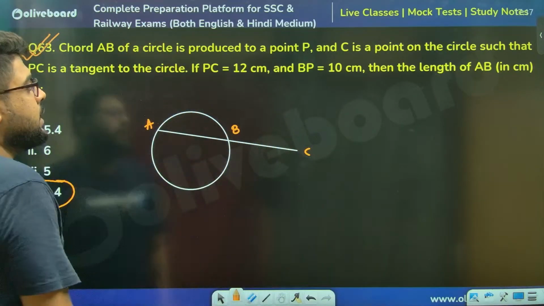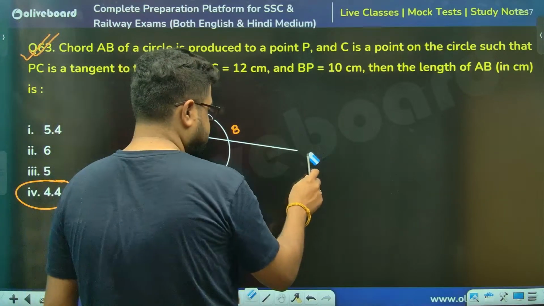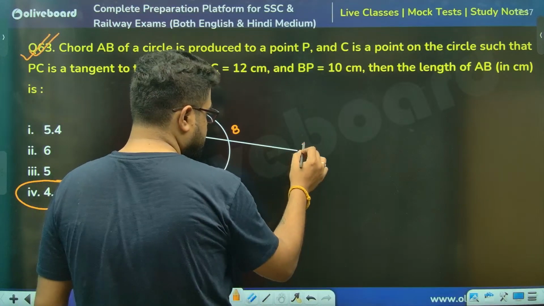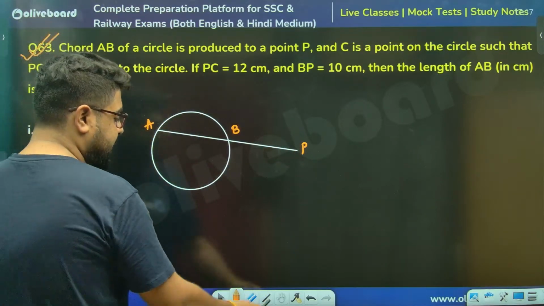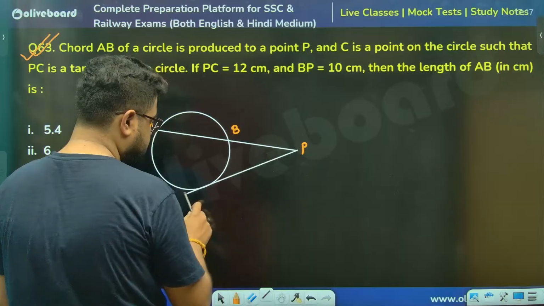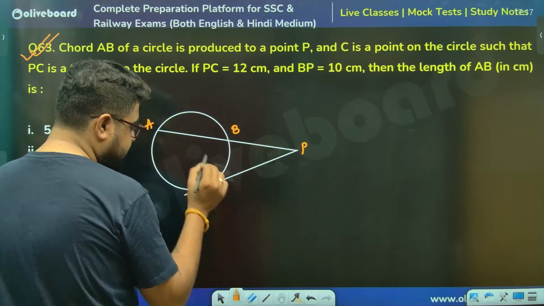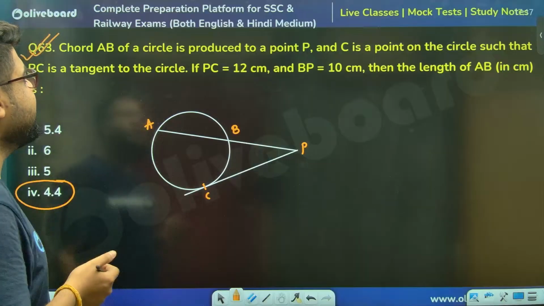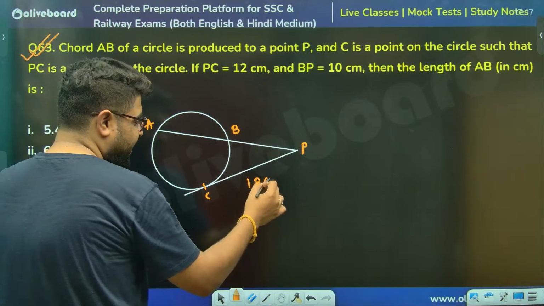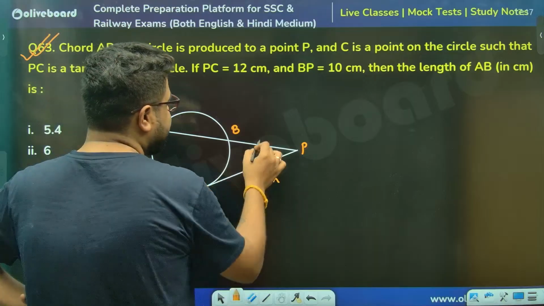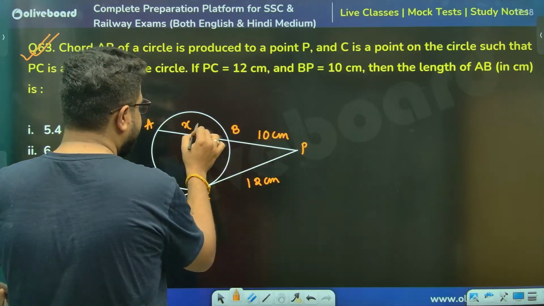Now, AB is produced to P, sorry. C is a point on the circle such that PC is a tangent. So ultimately, this is a tangent, and this is your point C. The tangent second theorem is coming here. PC is 12. BP is 10. Again, you see, absolutely identical question.